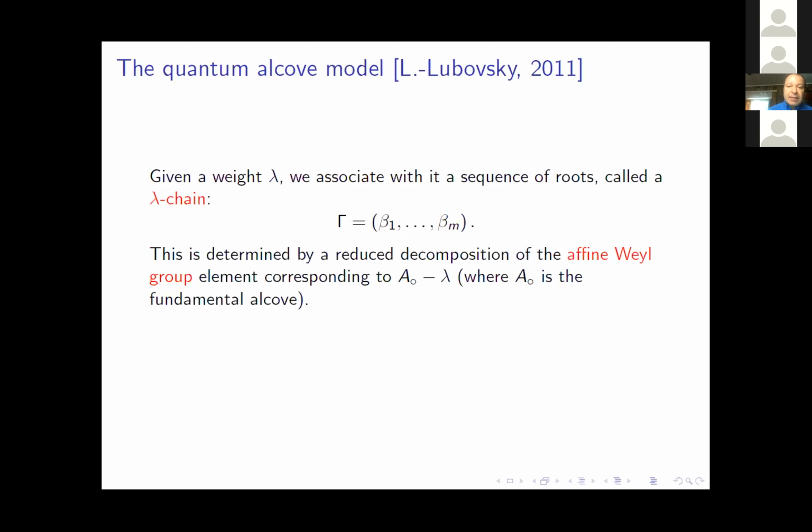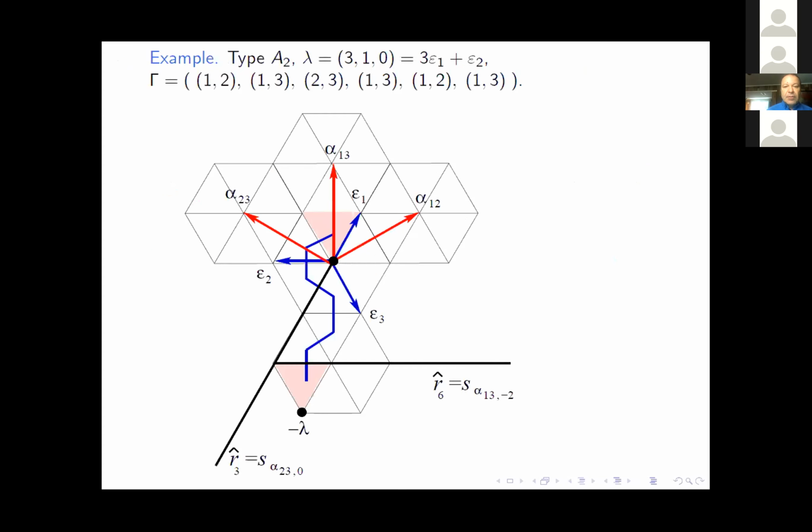And this sequence is determined by a reduced decomposition of the affine Weyl group element corresponding to the translation of the fundamental alcove by negative lambda. Basically, it gives you a shortest sequence of adjacent alcoves joining the fundamental one to the one translated by negative lambda. So here's an example.